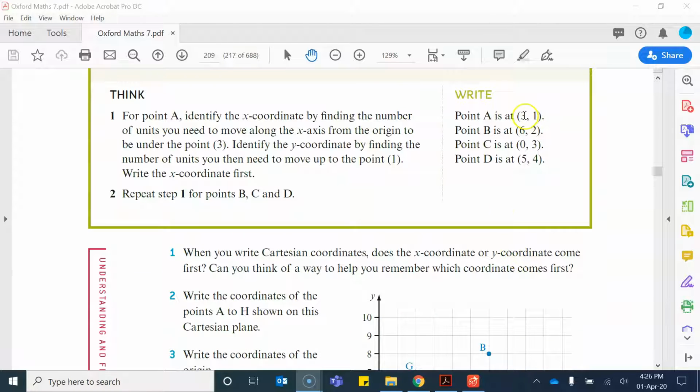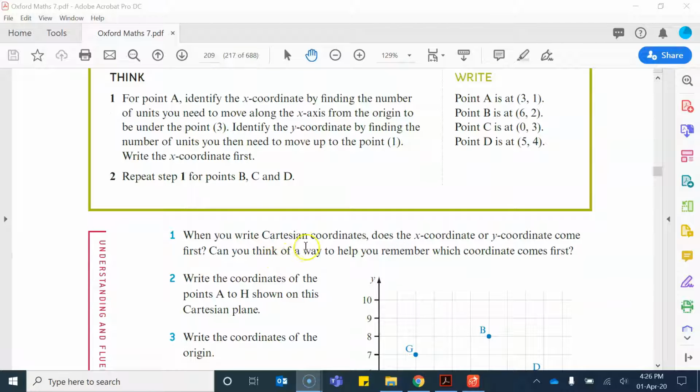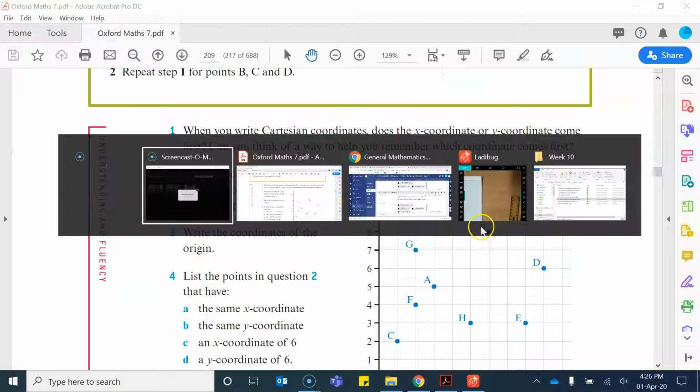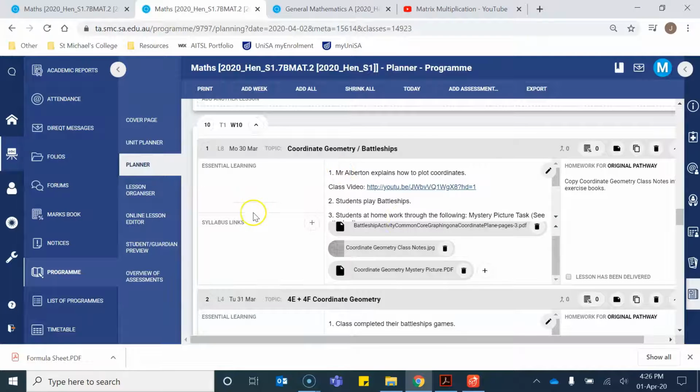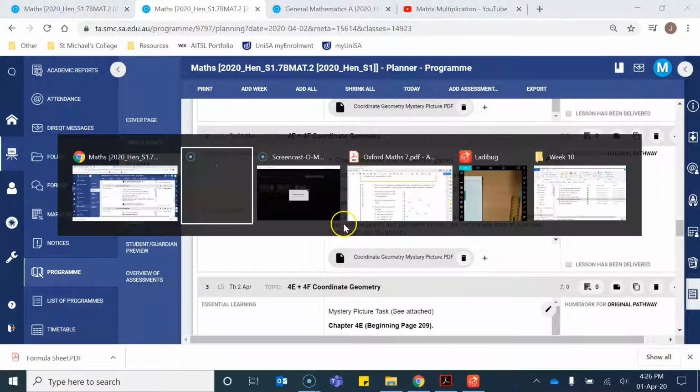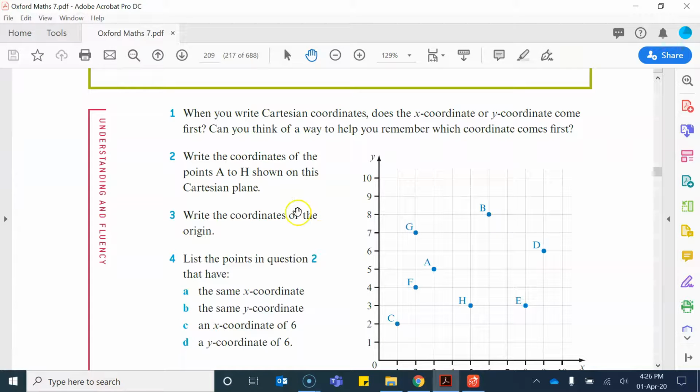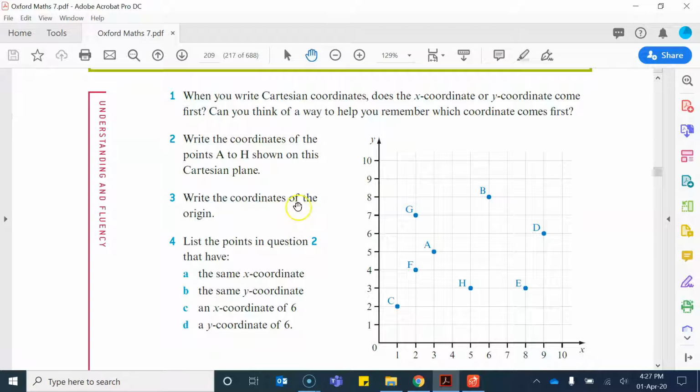So we've had some practice at describing coordinates playing battleships in class, and also through the mystery picture drawing that we had to do. When we're using Cartesian coordinates, the x-coordinate always comes first and the y-coordinate always comes second. Now on Sektor, I've listed some questions that I would like you to work through. I'll just go through a few of these questions.